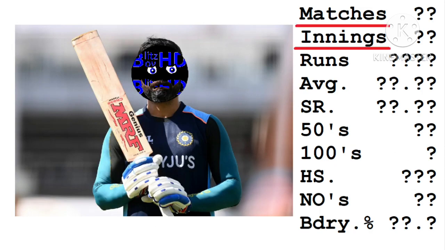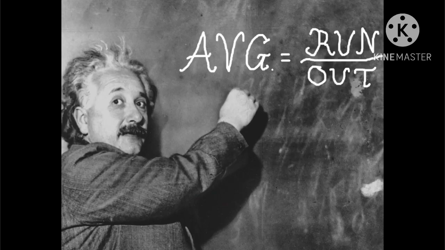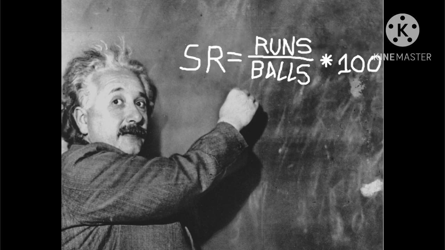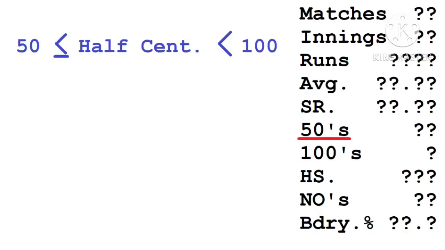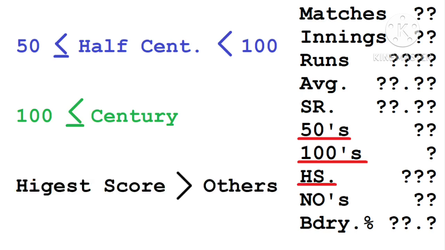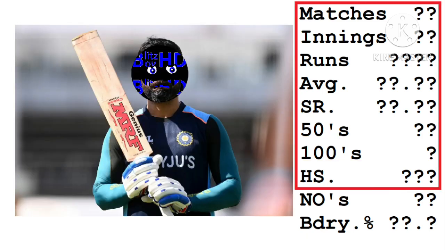Innings, which is how many times you actually went to bat. Runs are how many runs you've accumulated in total. Batting average is how many runs you would score before losing your wicket. Batting strike rate is how many runs you score per 100 deliveries. 50s or half centuries are how many times you scored between 50 and 99 runs in an innings. Hundreds or centuries are how many times you scored 100 or more. Highest score is the highest number of runs you have ever scored in an innings. These are the main ones.